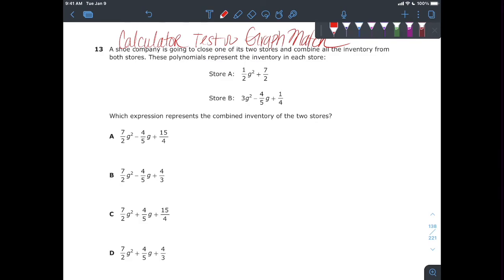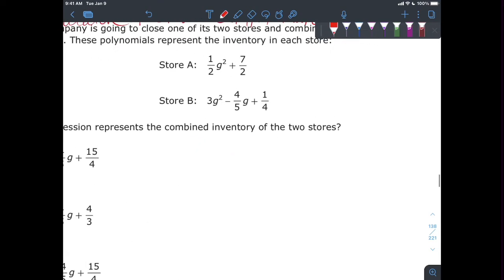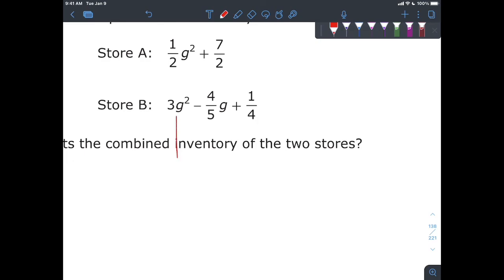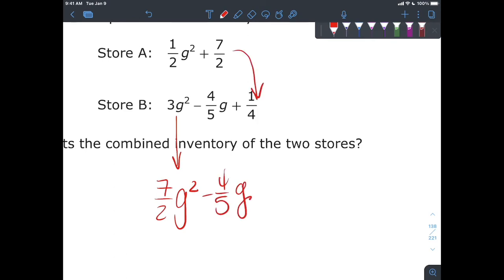So let me go ahead and take care of this first one. I'll go ahead and add these 2 guys together. Actually, I'm going to line them up like that because they already did it like a chart. So here, 7/2 g squared minus 4/5 g plus 15 over 4.